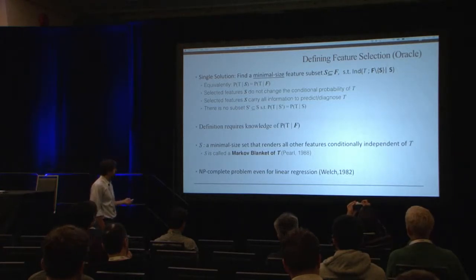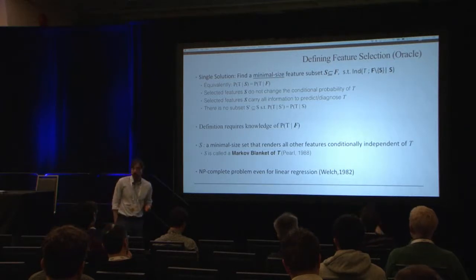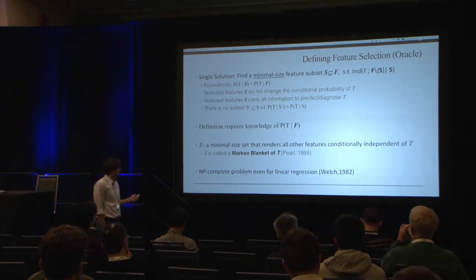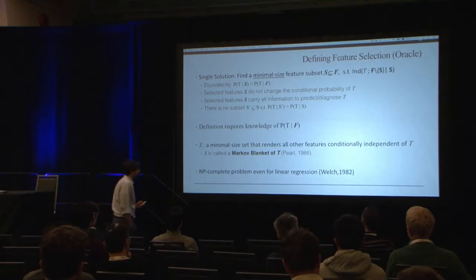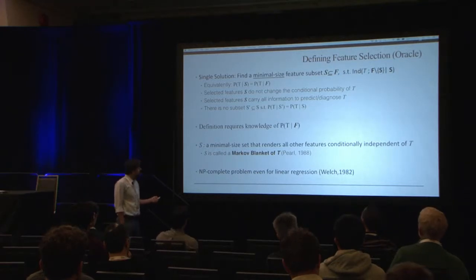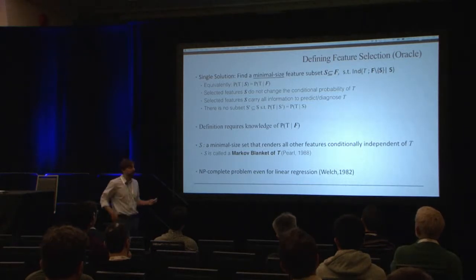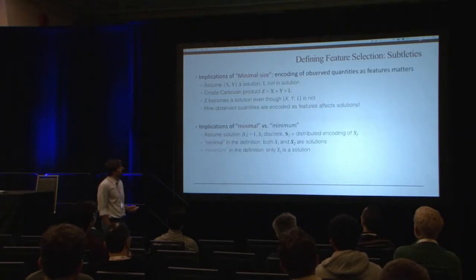Okay, now S also in the causal discovery world is called a Markov blanket. Also Pearl calls it Markov boundary, but I'll stick with Markov blanket here. And a Markov blanket of T is a minimal size set that renders all other features independent of T, carries all the information, is minimal. And this is an NP-complete problem even for simple cases like linear relationships. And there are many subtleties in this definition.